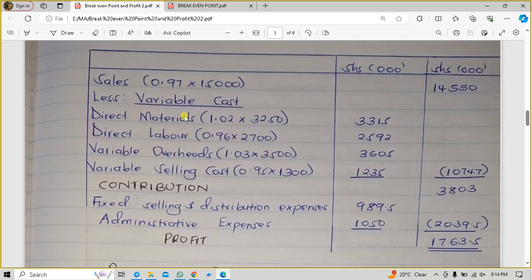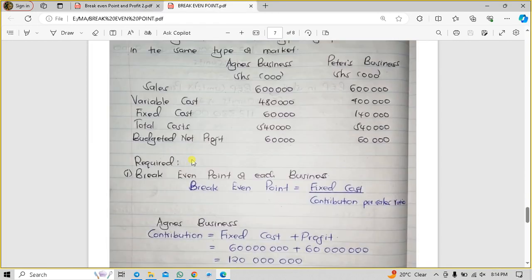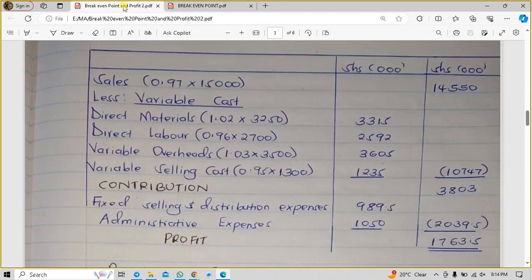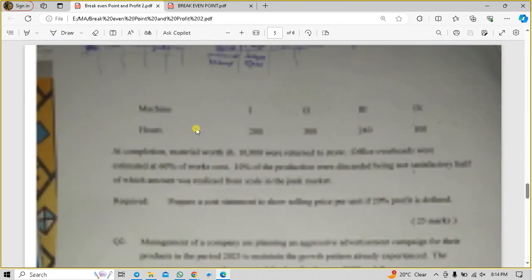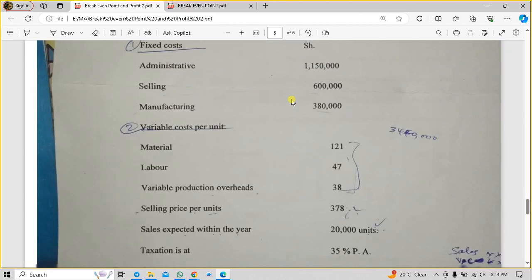Of course this is what you are going to do for us to be able to calculate profit. But now the issue is, in this question we have not been given everything in the same terms. Hapa tumepewa fixed cost in terms of shillings, alafu hapa tumepewa in terms of units. So we have to convert everything here ziko in terms of shillings so that you can be able to work this question out.